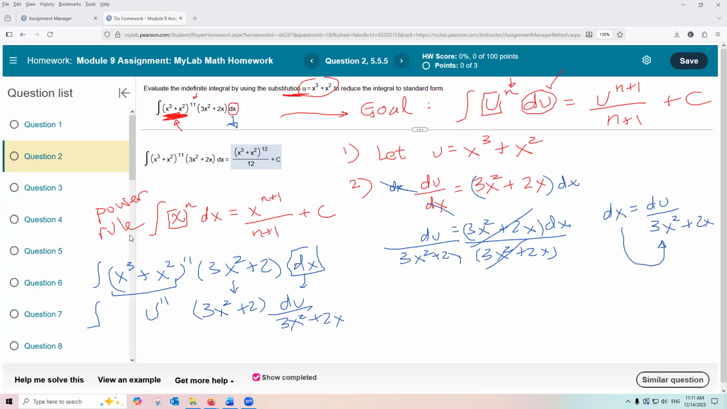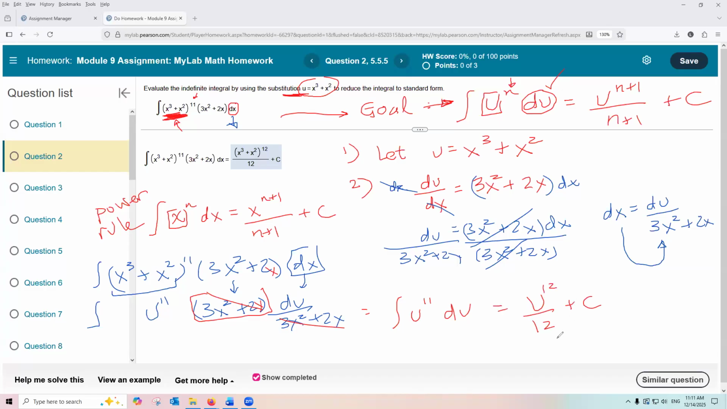Well, now I can cancel out. I have a 3x squared plus 2x top and bottom. Cancel them out. I'm left with the integral of u to the 11 du. Well, now this matches my power rule version. So this is going to be u to the 12 over 12 plus a constant.